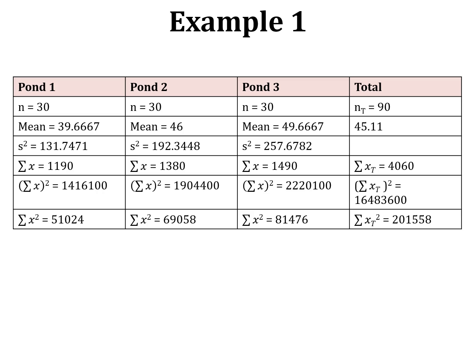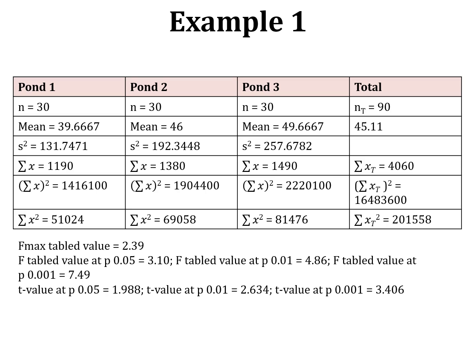So you can see that apparently their mean values are different from each other, so you have to figure out whether this difference is significant or not. And these are the table values for the different tests that we are going to use for this purpose: the Fmax values, the F table values, and the T values.